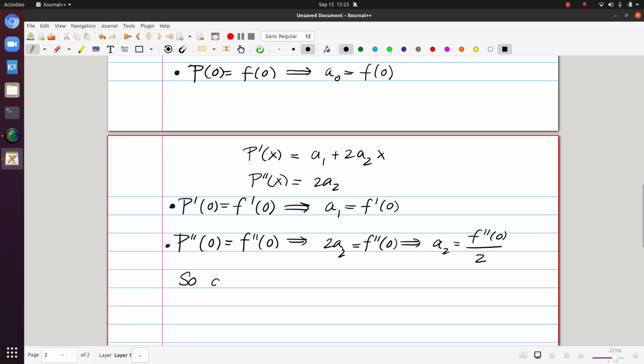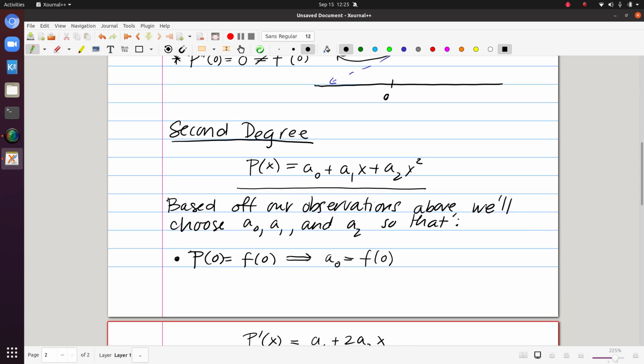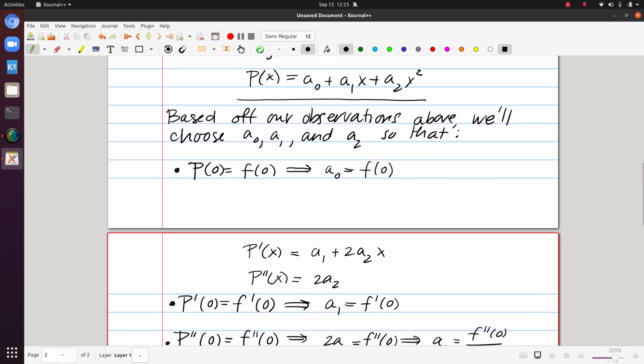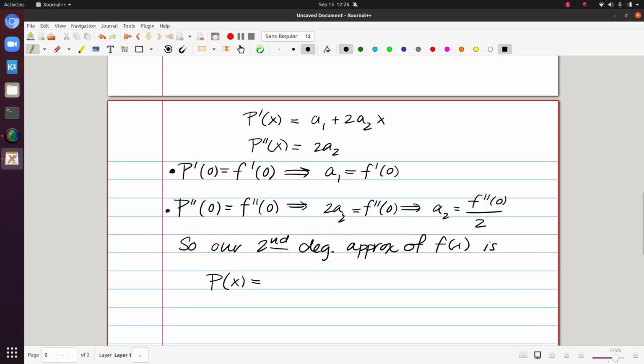So our second degree approximation of f of x is now going to be the polynomial where I'm going to come back up to my underlying polynomial and replace those coefficients with what we found them to equal with respect to f. So this would be f of 0 plus f prime of 0 x plus f double prime of 0 over 2 x squared.